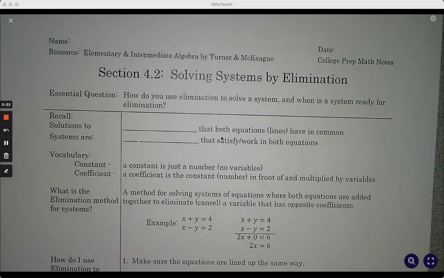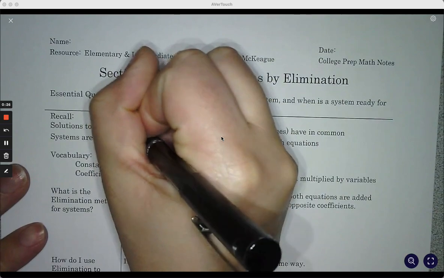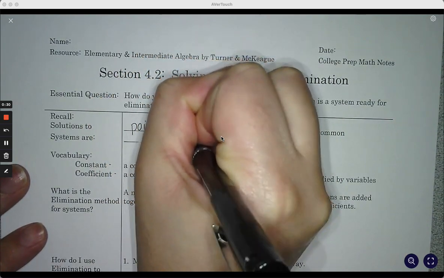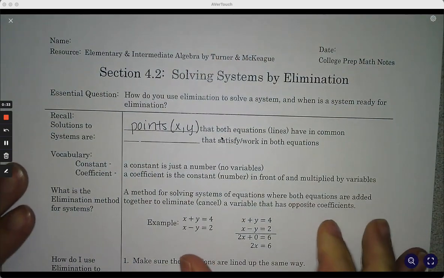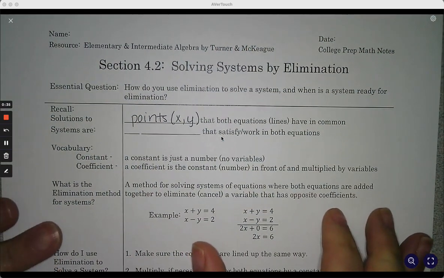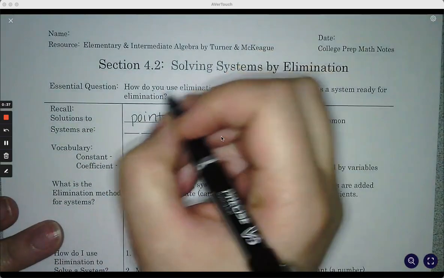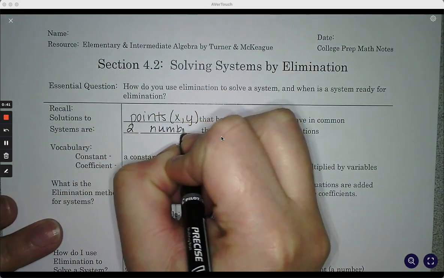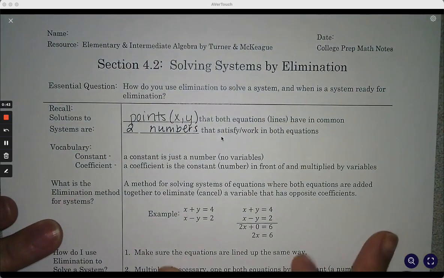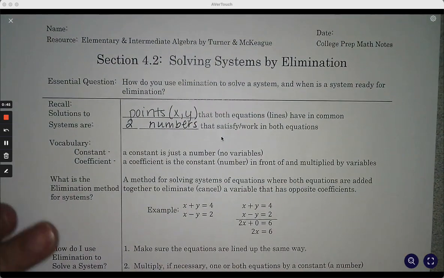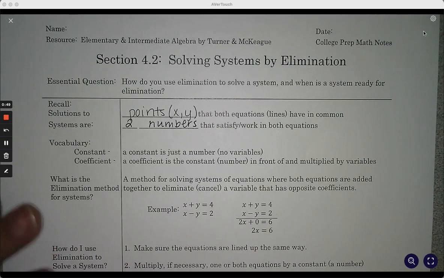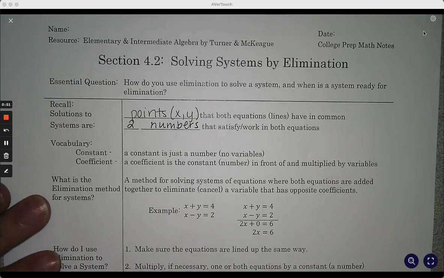So just recall that solutions to systems are points like x, y, that both equations or lines have in common, and they are two numbers that satisfy or work in both equations. They make them work.